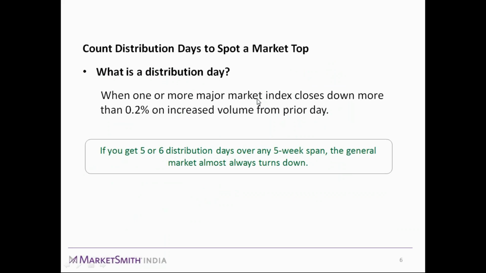Okay, so moving on to distribution days. What do we mean by a distribution day? A distribution day is defined as when any of the indexes closes down by more than 0.2% with volume that is higher than the previous day. You should be a little bit careful here. What we're talking about is that volume is higher than the previous day and not necessarily above average. It may be above average.